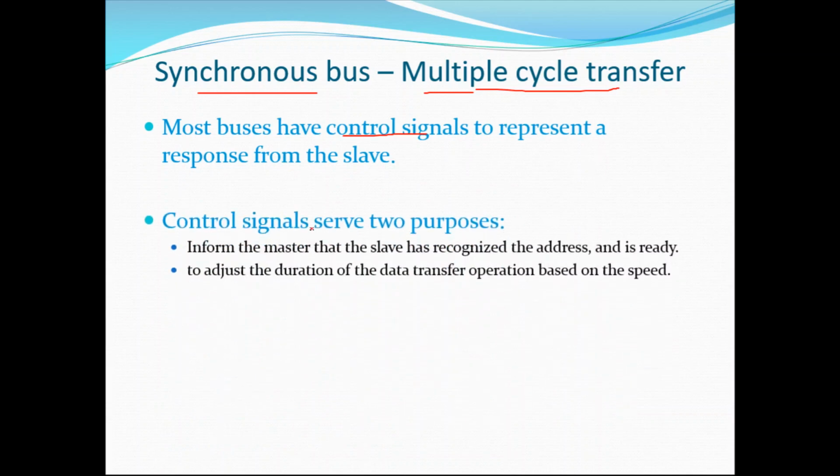This control signal basically serves two purposes. One is it informs the master that the slave has recognized the address and it is ready for communication. Second is to adjust the duration of the data transfer operation based on the speed. Different devices work at different speeds. If some device is working at a faster rate, then this control signal will help the processor understand that this device has responded fast and it can take the data immediately. If some device takes more time to respond, the processor can recognize that also from the control signal. So these are the two improvements we are making.